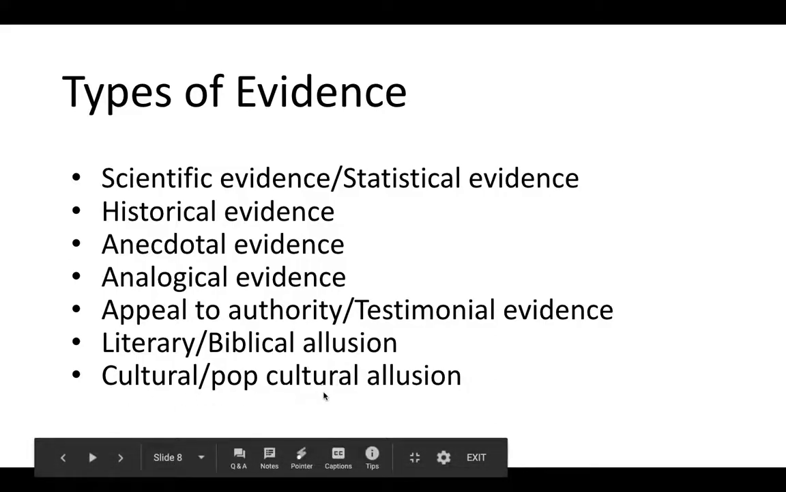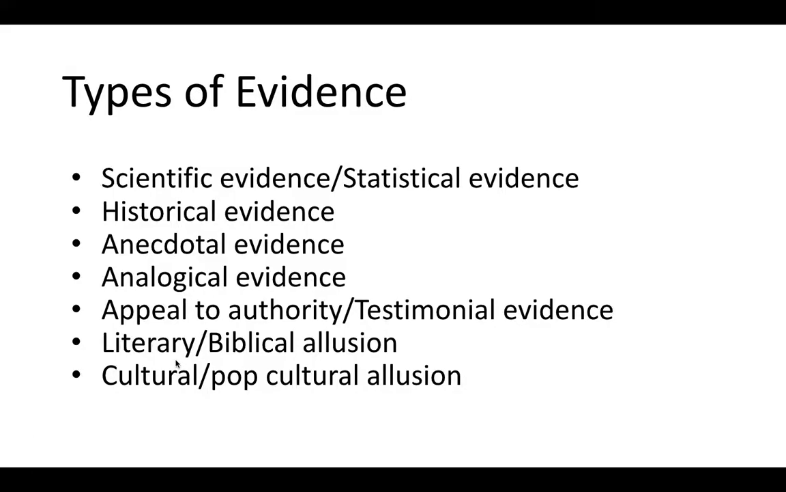And then there's cultural and pop cultural allusion. So cultural allusion is about the American society as a whole. So whenever authors talk about the American society is this or that, you can refer to that as a cultural allusion. Pop cultural allusion is where the authors refer to something that isn't literary, but it is more popular culture, like social media, or it could be even movies, TV shows, things like that. And those can be used as types of evidence as well. Okay, so all of those we discussed yesterday.